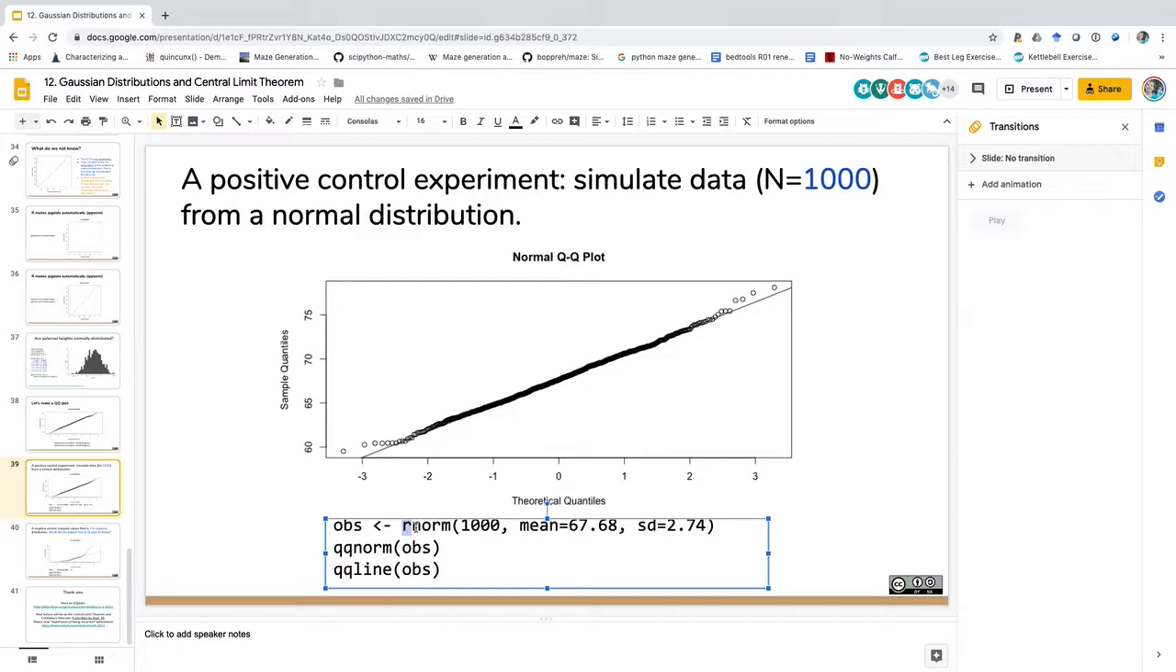So we've talked about dnorm, pnorm, and rnorm. dnorm is density, the PDF values, the probability of any particular value. pnorm is from the cumulative density function. What is the probability of that value or less? And rnorm generates random values from a normal distribution with a mean and a standard deviation.